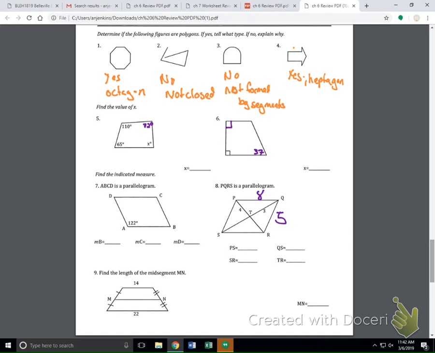Okay, so up here, we want to find that missing angle measure. So you have 110 plus 65 plus 72 plus x equals 360. How much did you get? You said 247 plus x equals 360.